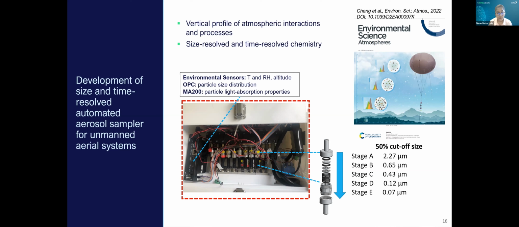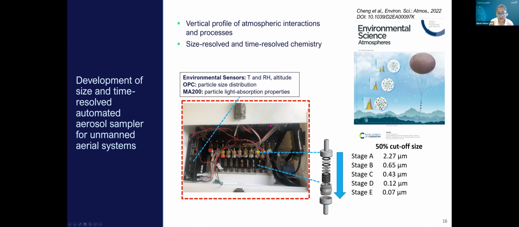For example, if we want to learn more about new particle formation in the atmosphere, we can focus mostly on the smaller size stages rather than the larger ones. In that way, we can make an educated guess about which size cut we want to use. The right panel shows our recently published paper by Cheng et al., where we discuss in more detail the size- and time-resolved aerosol collector. If you want to know more about this work, you can visit this paper.